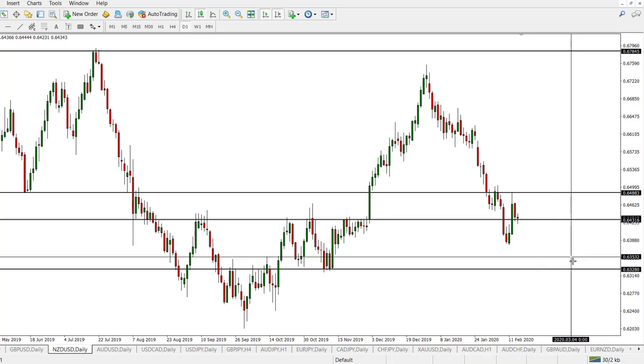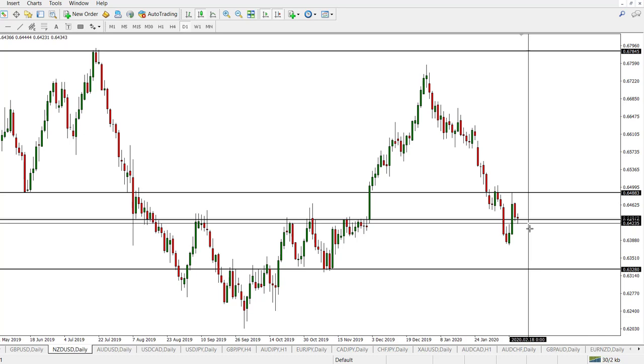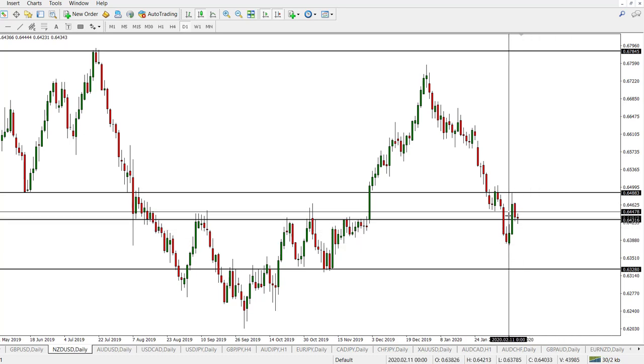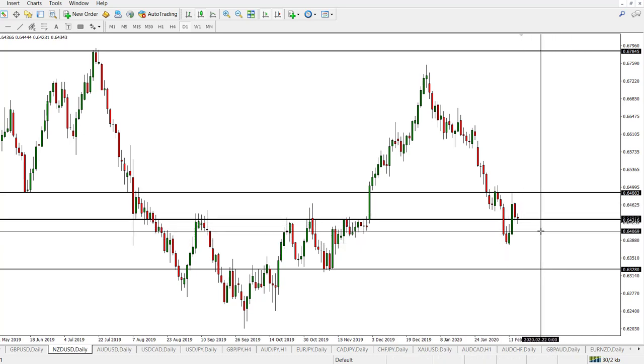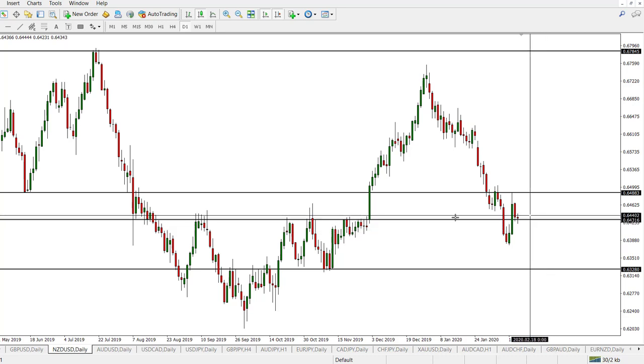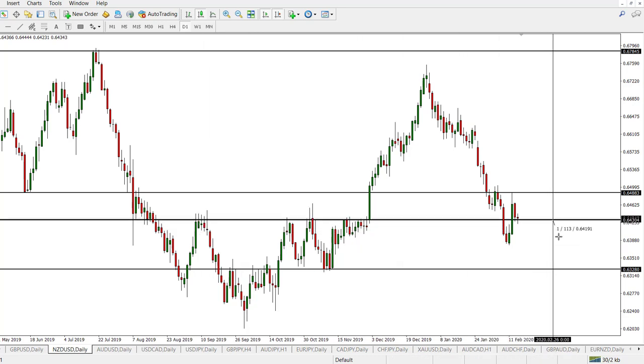So we will monitor its daily close. When a daily close happens below 0.6431, we wait for a certain correction and bullish rejection at this level, like this one, to continue the downside pressure with a 100 pips target.